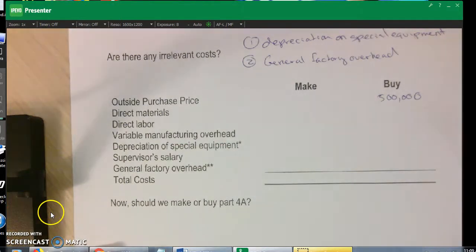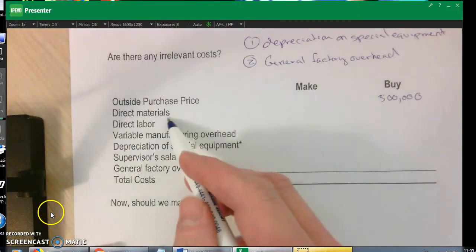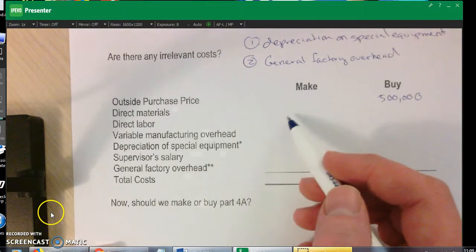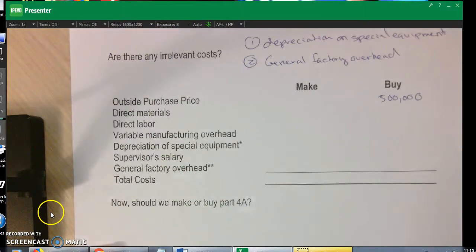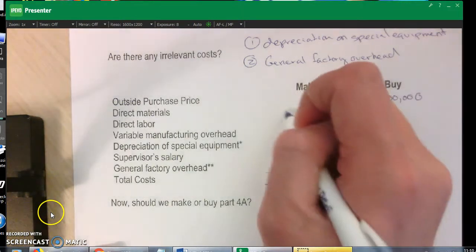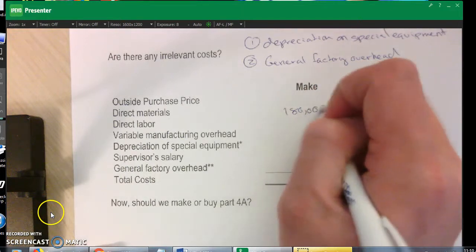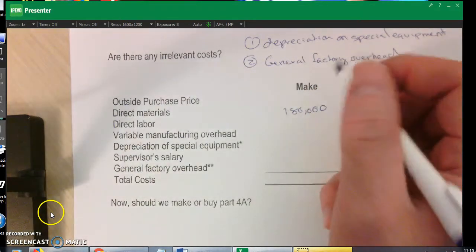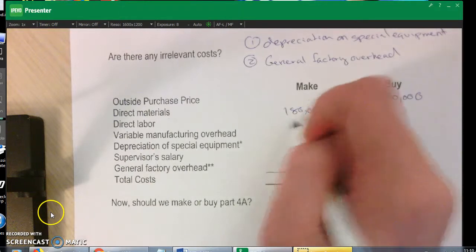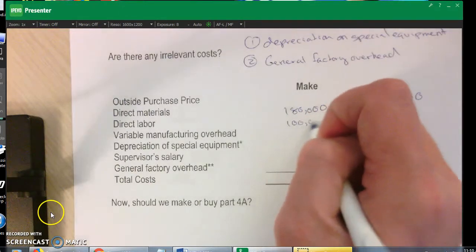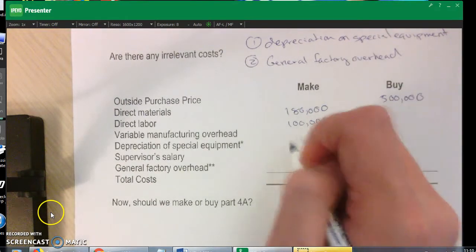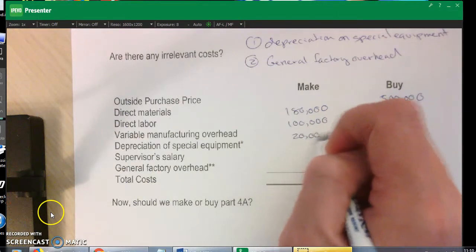What's our direct materials cost? Well, if we make it in-house, we're going to have to make the 20,000 parts. If you look on the prior page, it was $9 a part. That gives us $180,000 right over there. And then we continue to look. Remember, we had the 20,000 parts, and our labor cost was $5 a part. Variable overhead was $1 a part, 20,000.